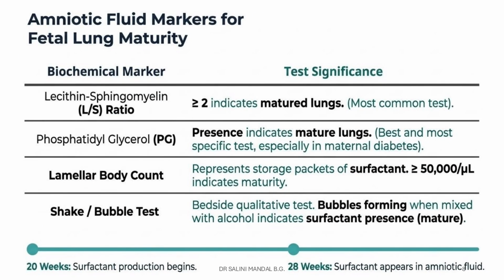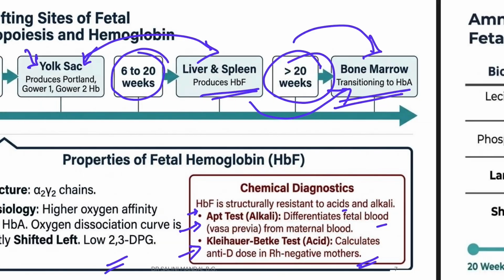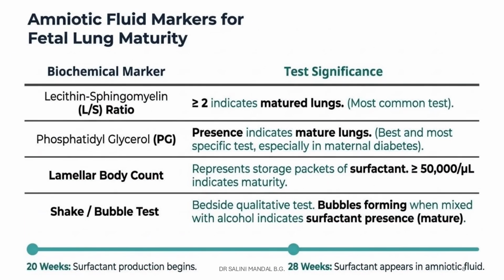But apart from that, there are a few other things which you have to remember. Apart from fetal hemoglobin and the ultrasound signs, we have something called amniotic fluid markers. Amniotic fluid markers are quite important for fetal lung maturity. Over here, remember the names. Lecithin sphingomyelin ratio: if it is more than 2, it indicates a mature lung.